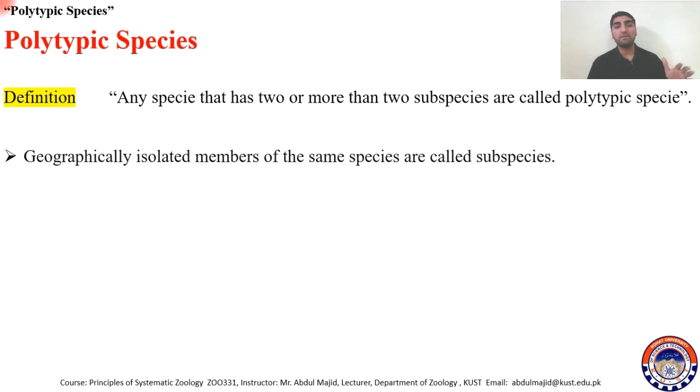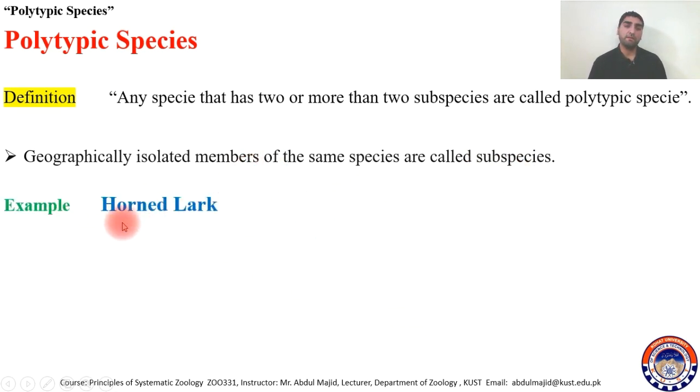Because they are geographically isolated from the main population, these geographic isolates are actually known as subspecies. The polytypic species idea came from here. When scientists found that there are subspecies populations of a species, they named those species as polytypic species. So if a species has one or more subspecies, it is known as a polytypic species, and if a species has no subspecies, it is known as a monotypic species.